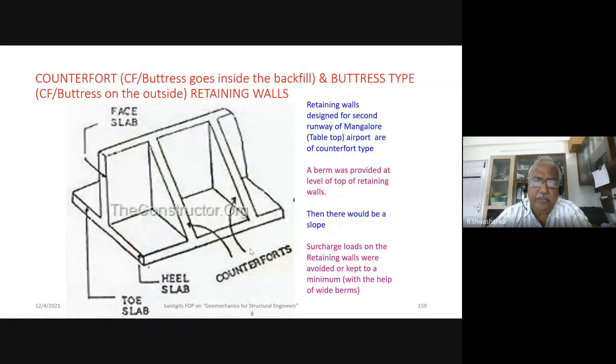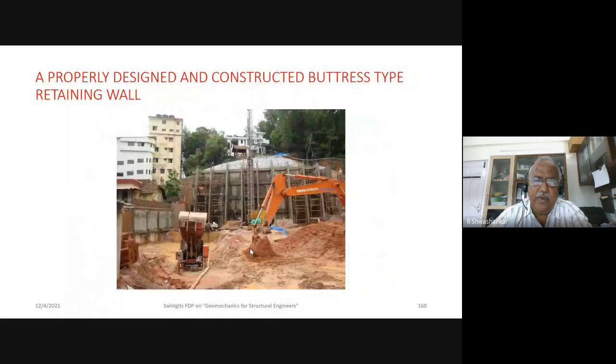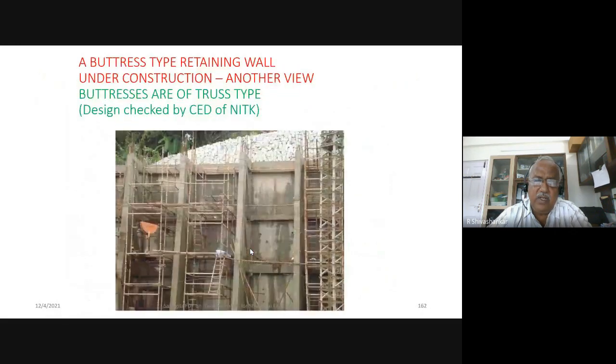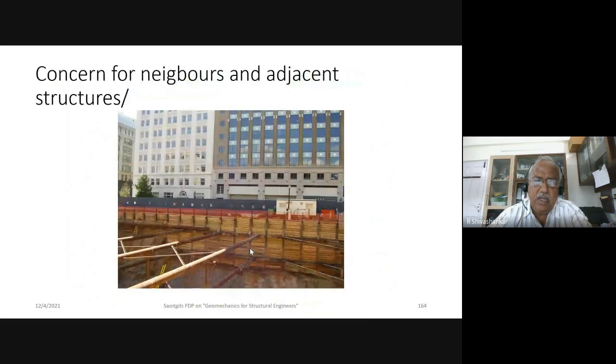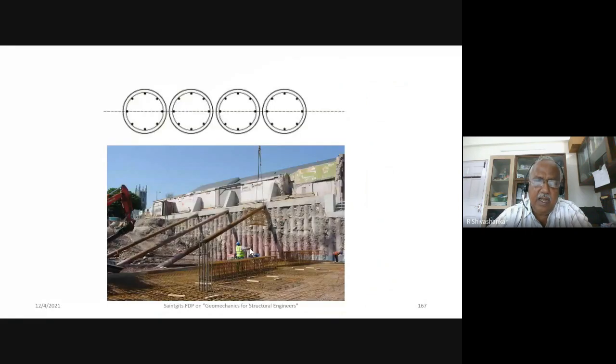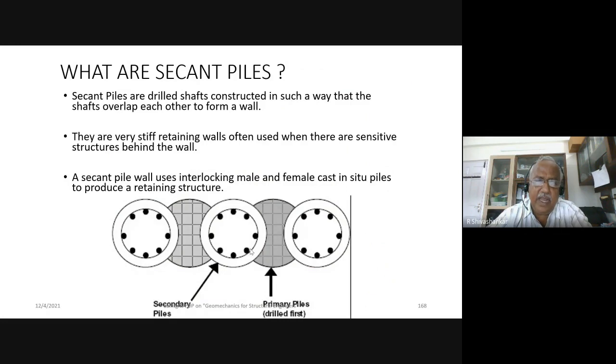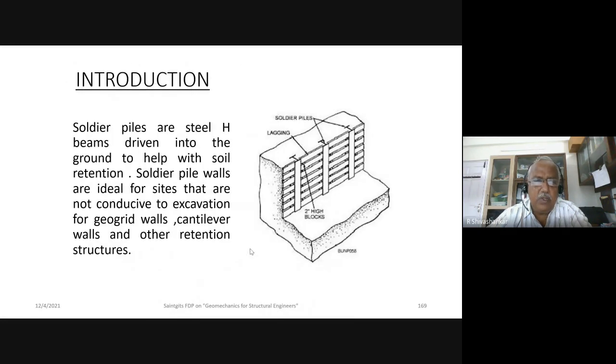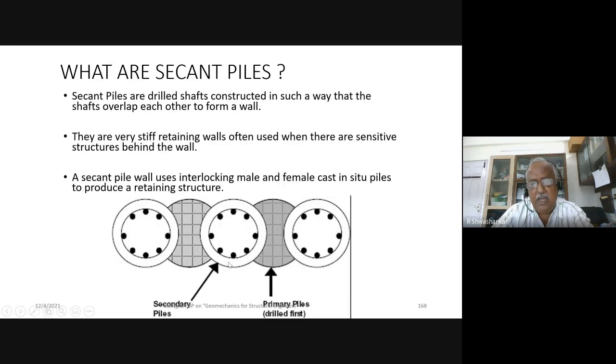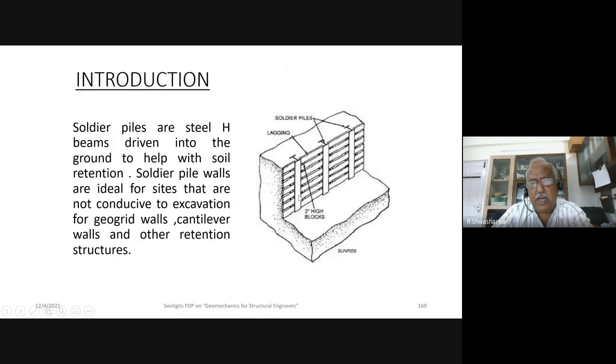And of course, we can have different types of retaining walls: cantilever, counterfort, buttress. We can also have sheet pile walls. Sheet pile walls are piles, and they can be secant piles. Secant piles have a primary pile and secondary pile, and they can also be soldier piles with some lagging in between. Here in the secant piles, they are close to each other or they are overlapped, but in soldier piles, they are put at some spacing, and then there are some laggings in between.